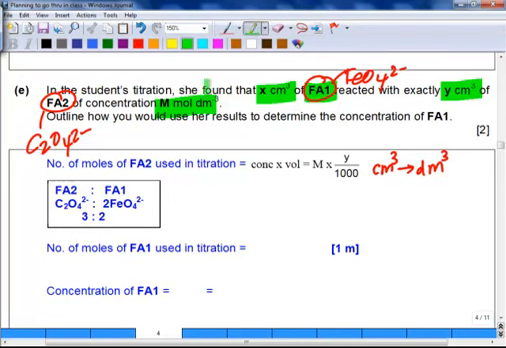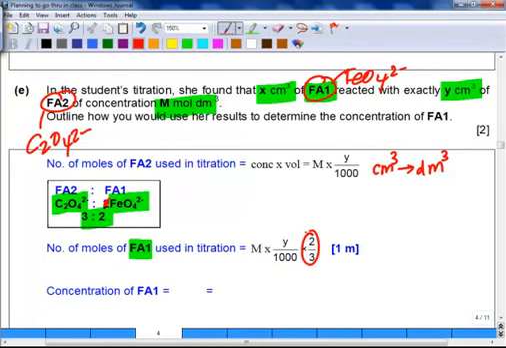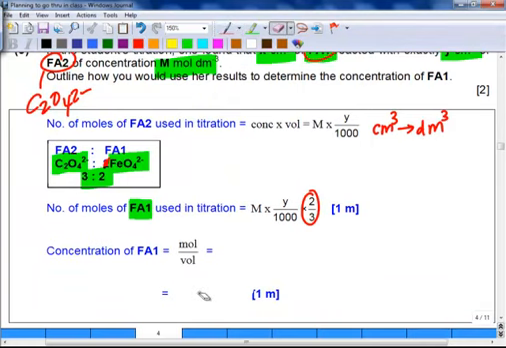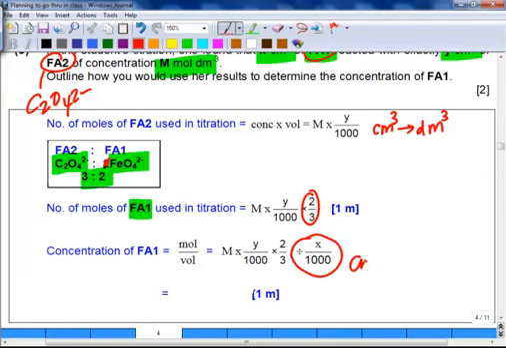Over here, check your mole ratio. C2O4 is to FeO4 2 minus is actually 3 is to 2. So your number of moles of Fa1 is simply times 2 over 3, by proportion. So concentration is very simple. Concentration is just mole over volume. So you take the number of moles, divide by the volume needed, which is X cm cube, divide by 1000 to get dm cube. You should be able to get 2MY over 3X.